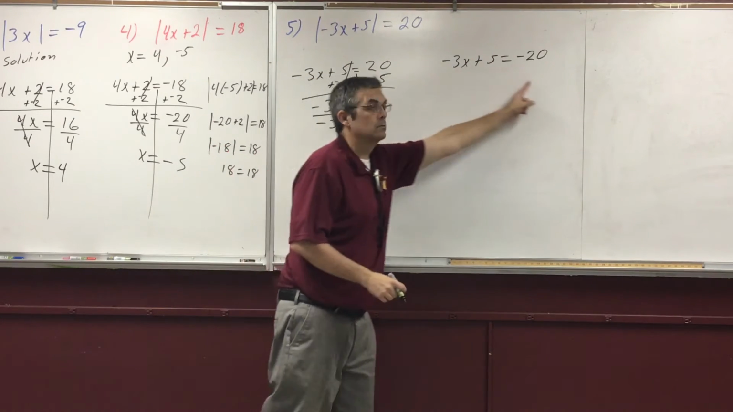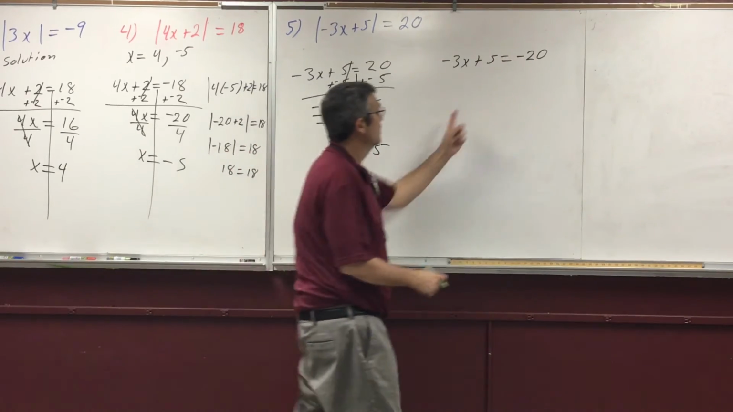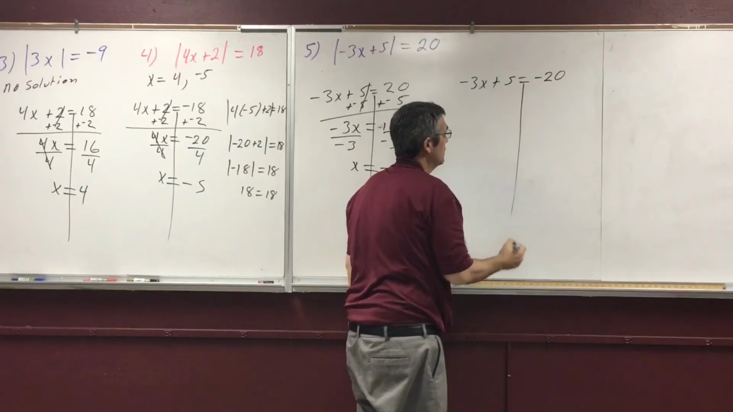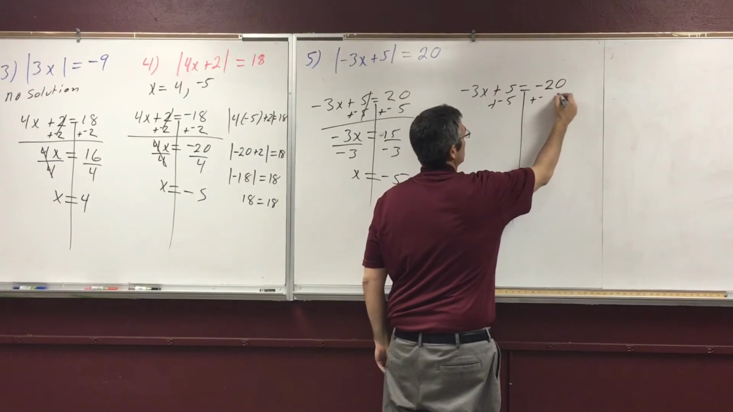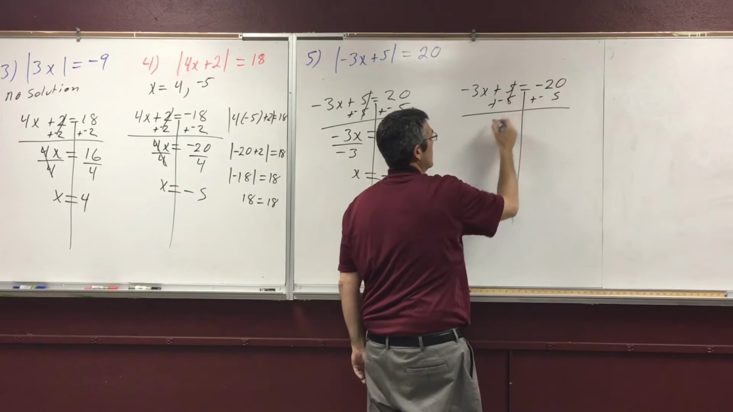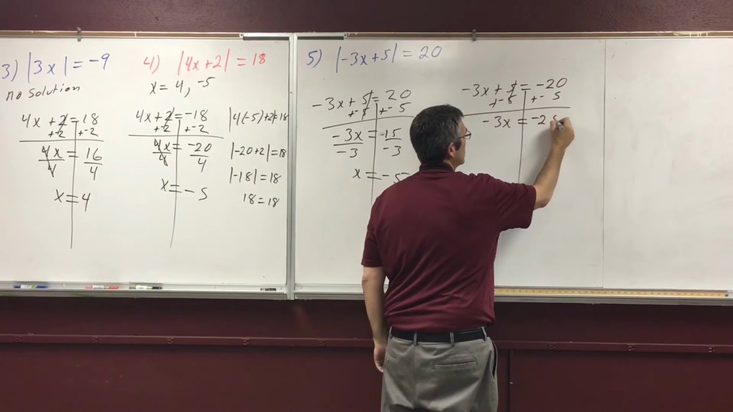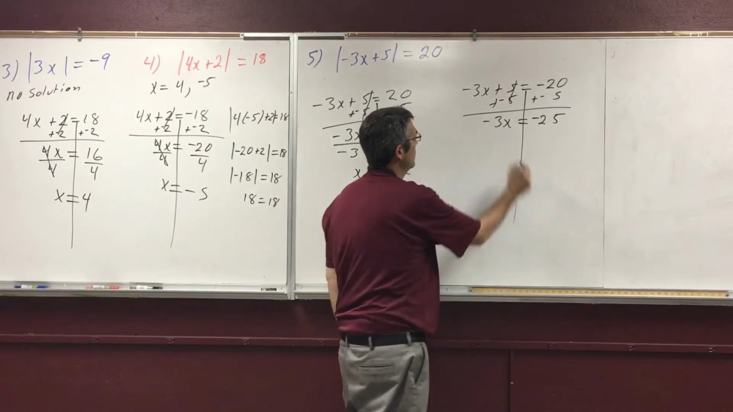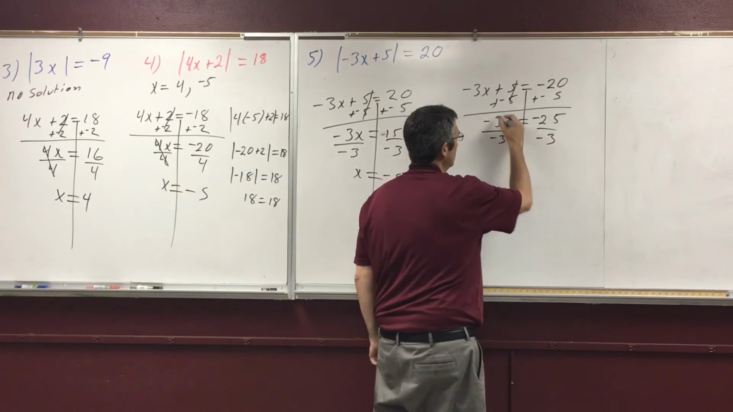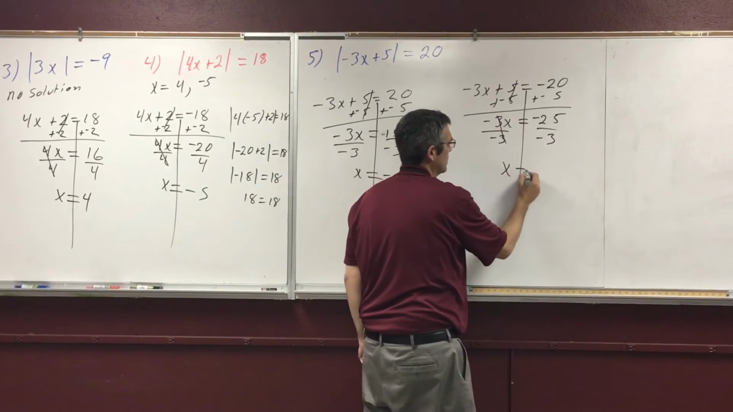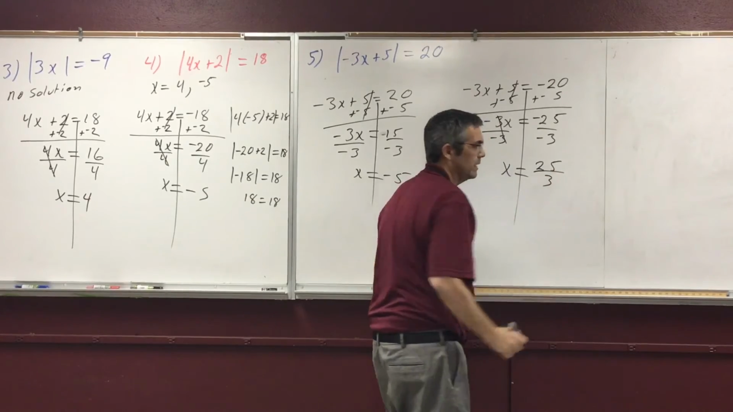Okay? Next one. So we know one of our answers is -5. Do the same thing over here. Plus -5, plus -5, cancels out. -3x equals -25. Divide by -3, divide by -3. Cancels out. x equals positive 25 over 3.